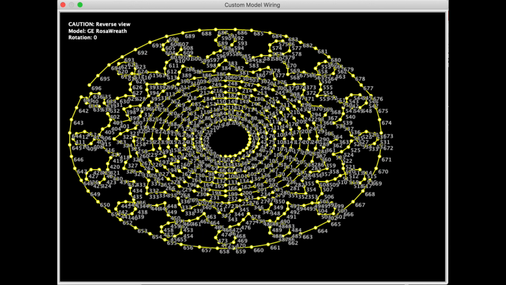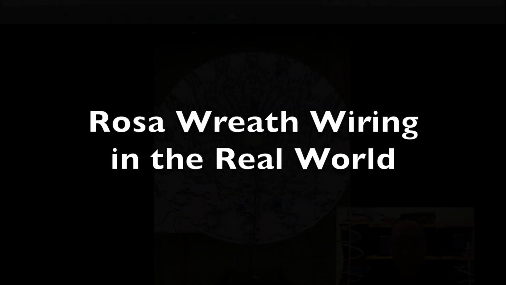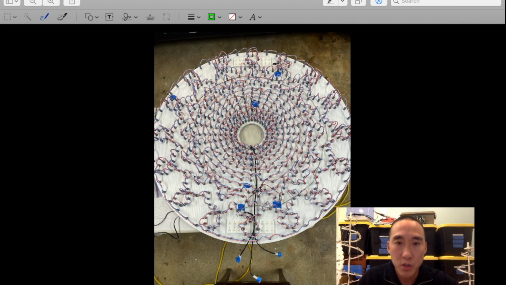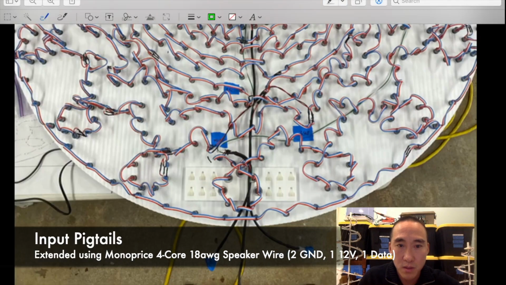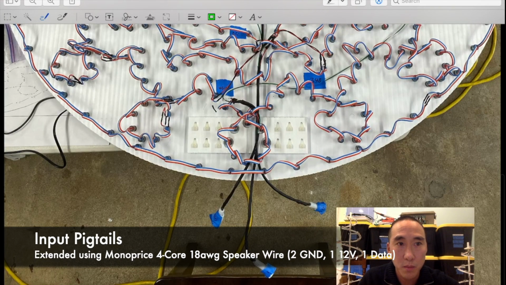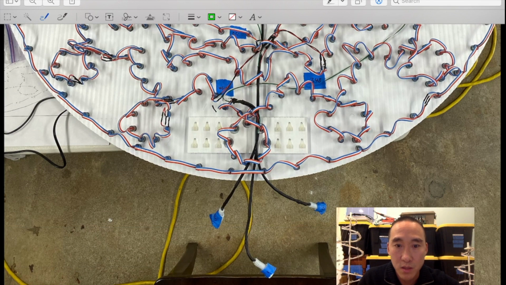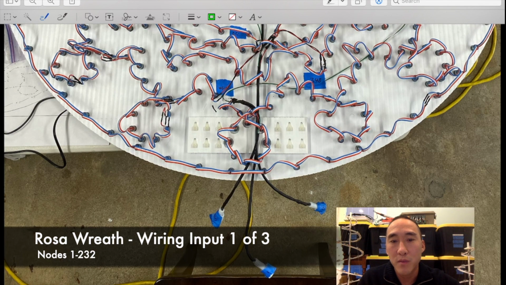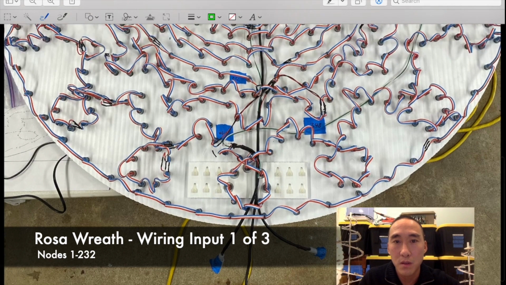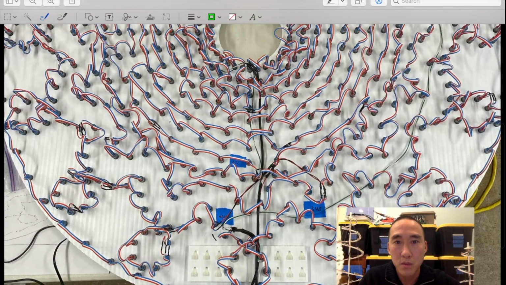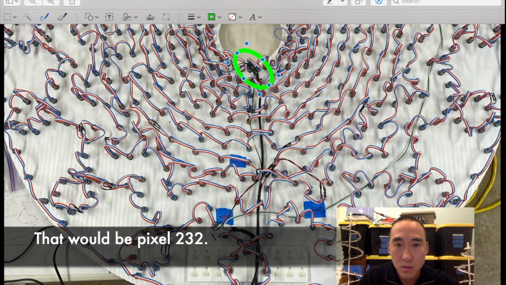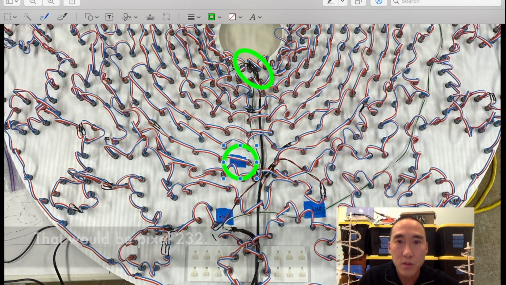Let's switch to look at some pictures I took of the wiring. Okay, so here we're looking at a picture I took of the back of the Rosa Wreath when I was doing all the wiring. You'll see that at the bottom I have the 3 pigtails coming in. They're labeled with blue painter's tape, 1, 2, and 3. I did take those off and put on proper labels. From the middle one it goes up through the middle and comes right here to pixel number 1. So circle that. And that then finishes with pixel number 232. That's right here. So that's the first input.